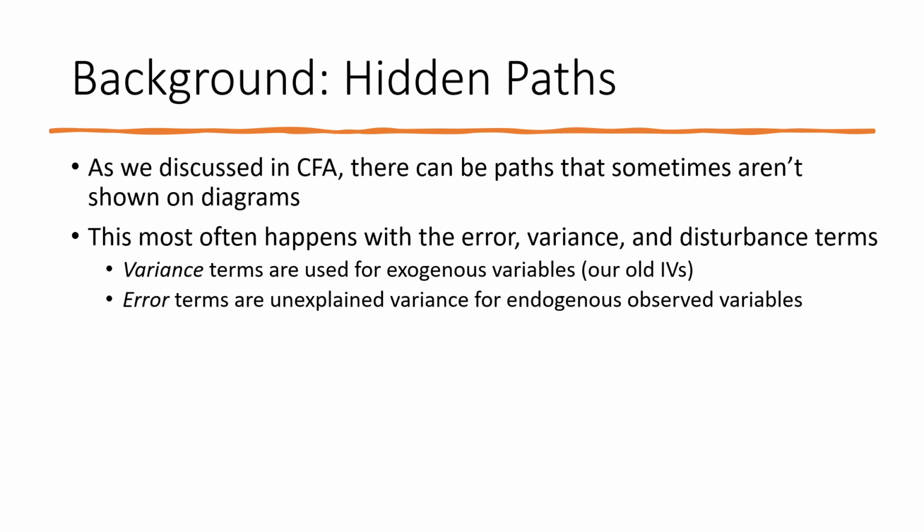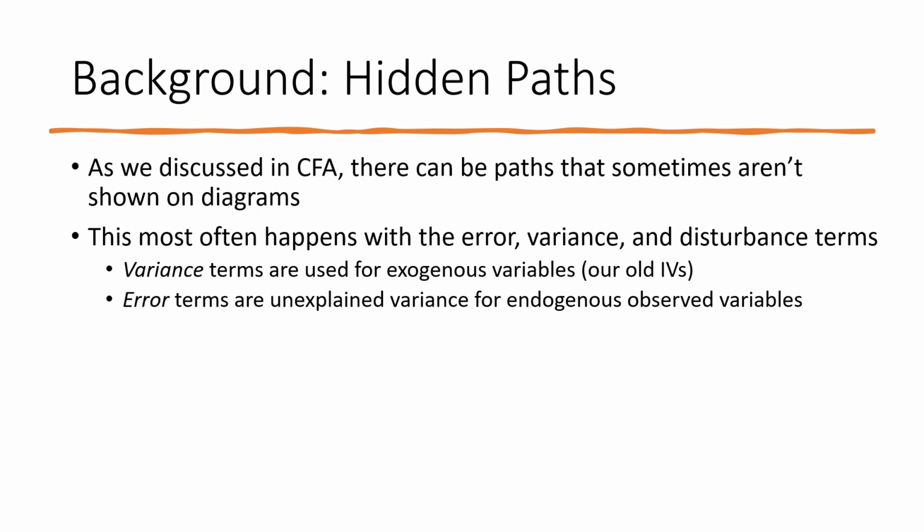So this error term is the unexplained variance in an endogenous variable, that is, a variable with arrows pointing to it. Think about it as an outcome variable. When the outcome variable has variance that isn't explained by all of the independent variables, we call that unexplained variance error. So that's basic old regression stuff.